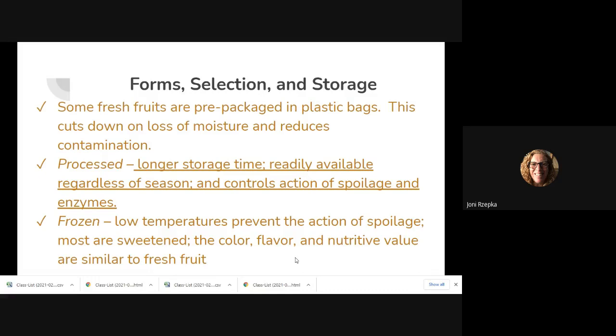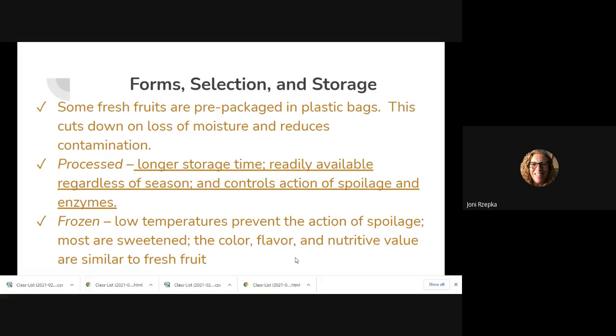Okay, some fresh fruits are prepackaged in plastic bags. I think of grapes as one of them. It cuts down on the loss of moisture and reduces contamination. Processed fruits have longer storage time. They're readily available regardless of season. And it controls the spoiling and the enzymes. So that would be your canned. And then your frozen, they're kept at a really low temperature, which prevents spoilage. Most are sweetened, and the color, flavor, and nutritive values are similar to fresh fruit.